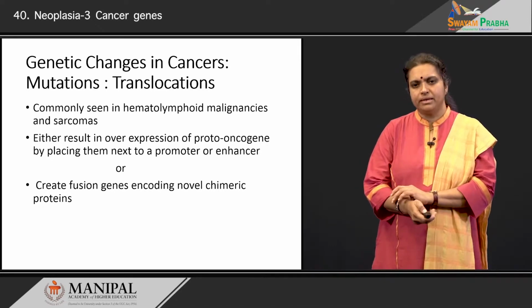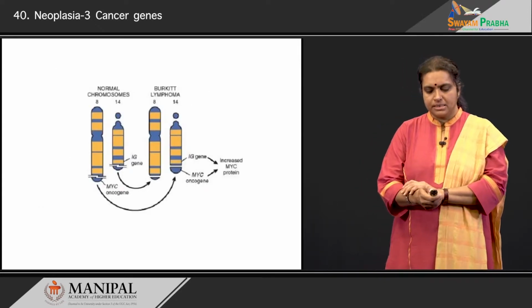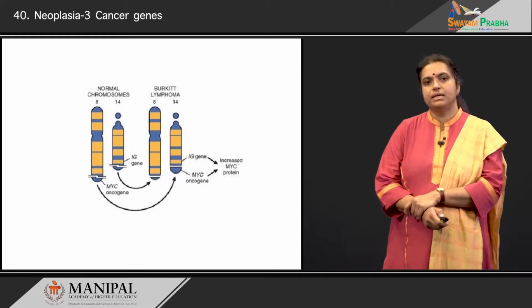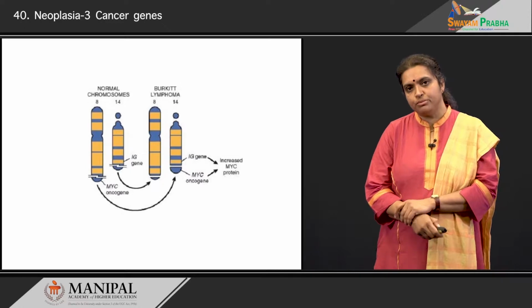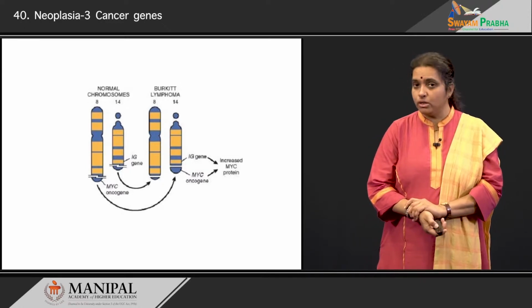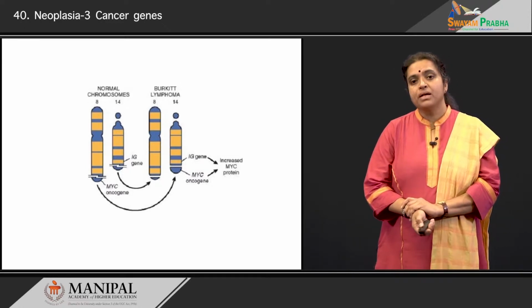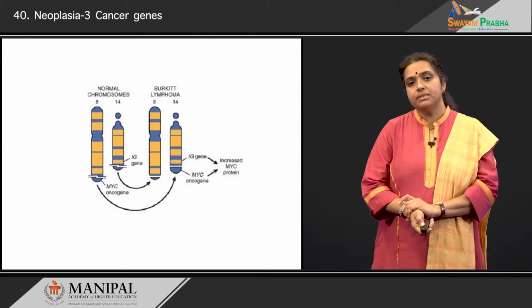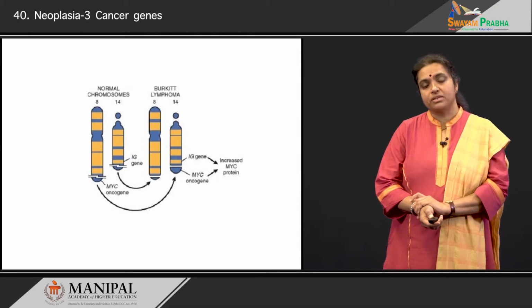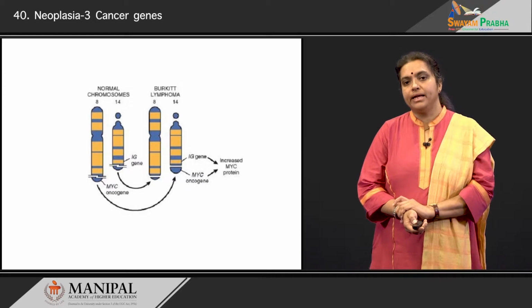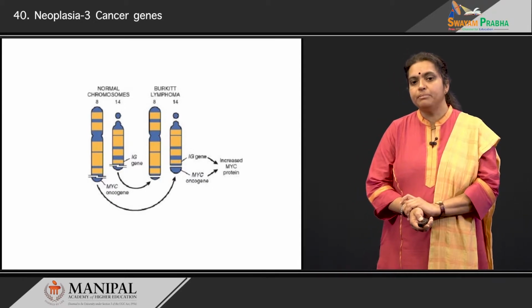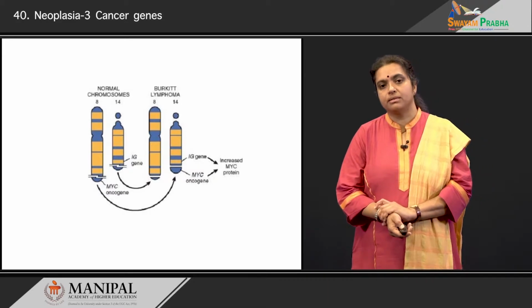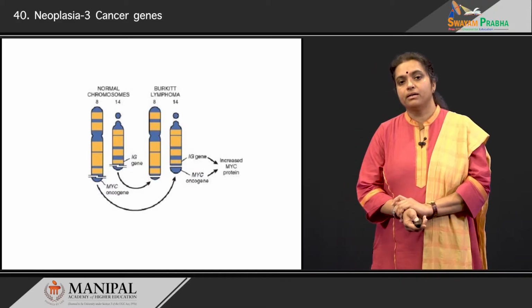Now, what do you mean by that? I will give you some examples. The first example is that of Burkitt lymphoma. It is a very aggressive lymphoma that affects children, very common in the African population. Here, there is a translocation between chromosome 8 and chromosome 14 that involves the MYC oncogene that is normally present on chromosome 8.